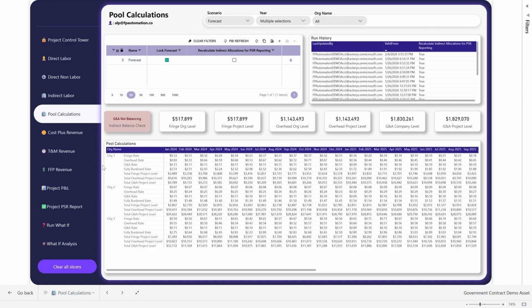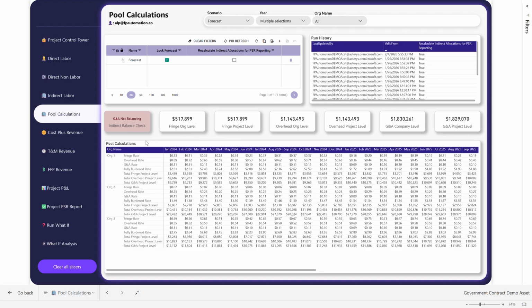Now what I'd like to do is quickly explain how the math is working so that you understand from a back-end perspective what we are doing. The way this is working, and I'll use organization number one as an example, is we are first taking all of the direct labor related to all projects that are tagged to organization one. What we're then doing is taking the fringe, which is at an organization level, and allocating it to all projects based on the weight of each project's direct labor within that organization.